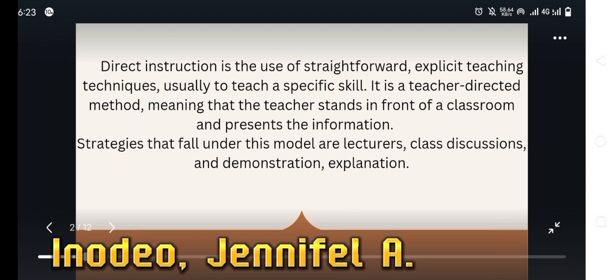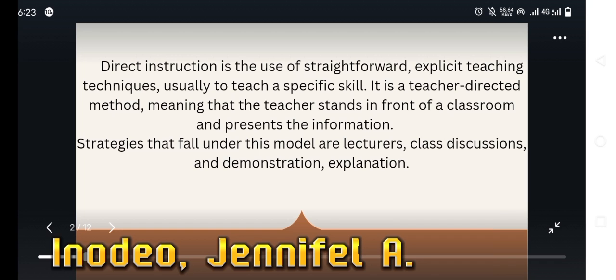So what I said, it is a teacher technique, teacher-directed, because it's only the teacher who is giving the information, the lecture, the discussion, and the demonstration. So here you can observe that its strategies focus more on the teacher. Teachers are the ones giving the information and the learning of each student.